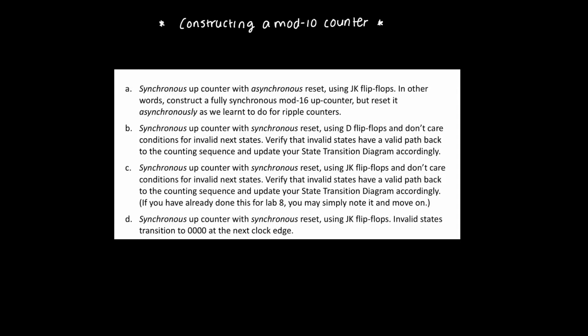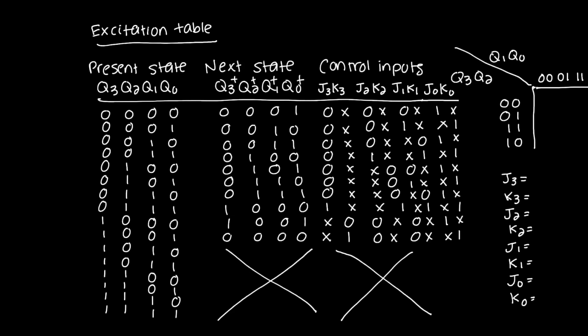So back here, I have done A, check, B, check, C, check. Now I'm going to do D. How does D differ from C, which is what we just did? It differs in the sense that I'm not using don't cares anymore. I am going to specify the transition to 0 at the next clock edge for each of my invalid states. Let's go ahead and do that.